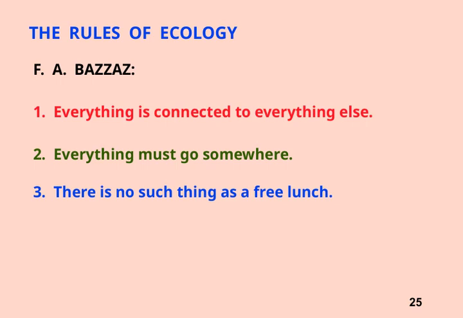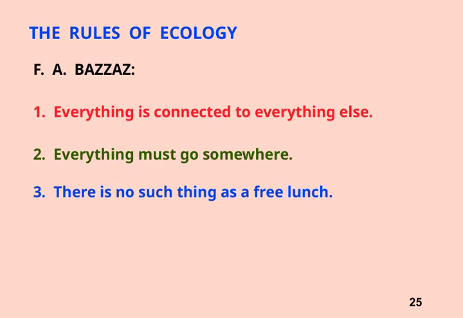All right, let's dive into what F.A. Bazas called the rules of ecology. First, everything is connected to everything else. This means that in an ecosystem, nothing exists in isolation. Every plant, animal, and even the non-living components like water and soil influence each other in complex ways. Understanding these connections helps us see how changes in one part of the system can ripple through the whole environment.